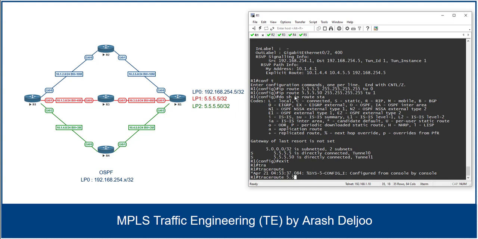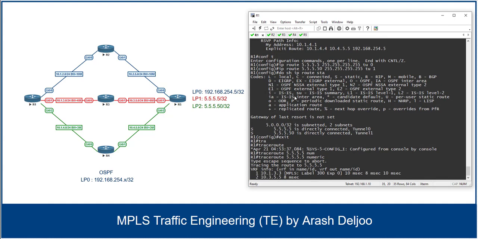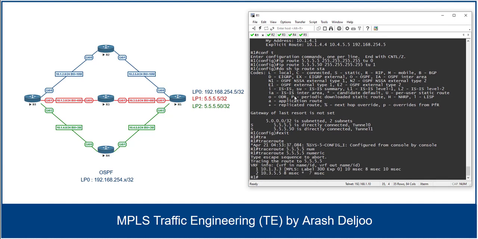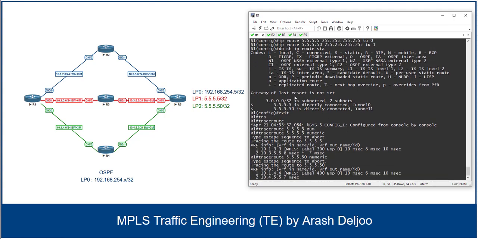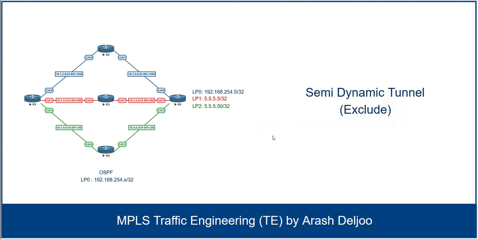Traceroute 5.5.5.5. Okay, we expect to see that this traffic passes through the red path. Okay, yes, router 3 and then router 5 means the red path. And then traceroute 5.5.5.50. Again, as you can see, traffic went to router 4, then to router 5. This is the semi-dynamic tunnel with the first method, exclude address.